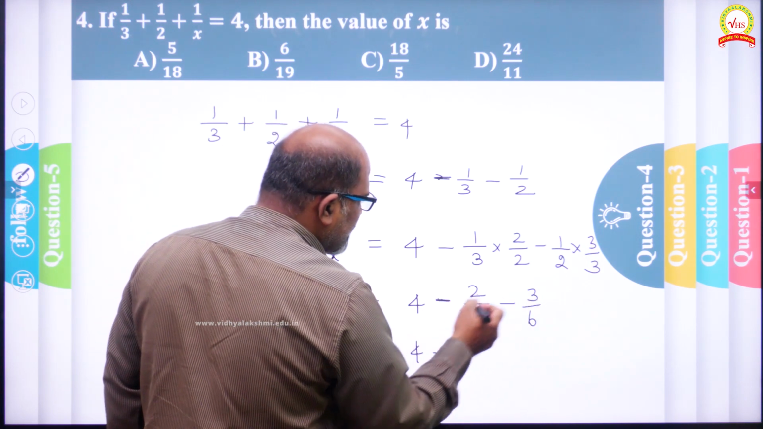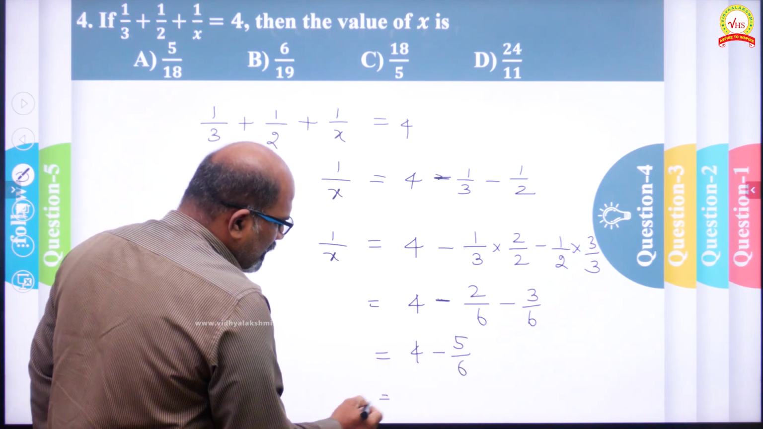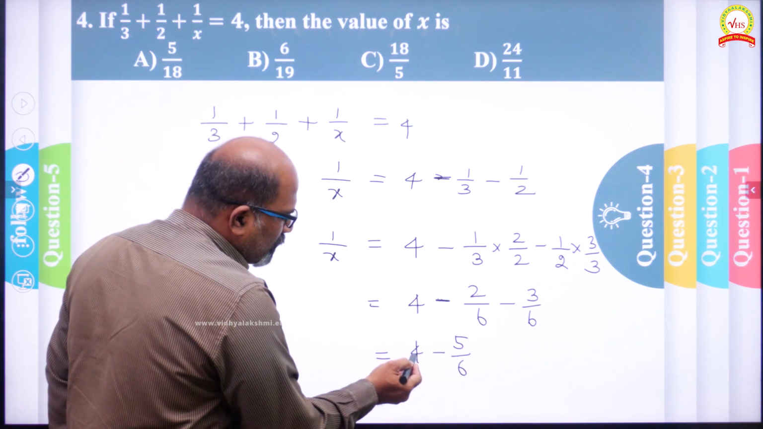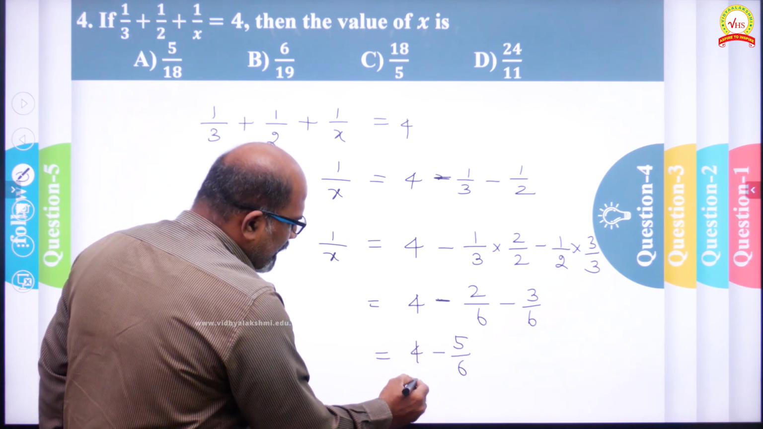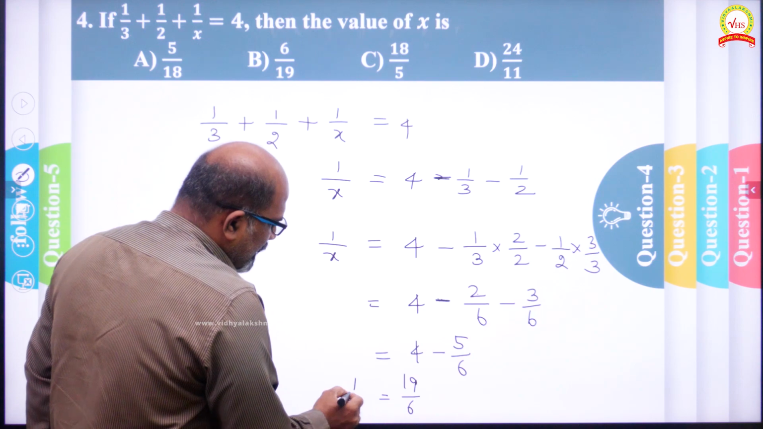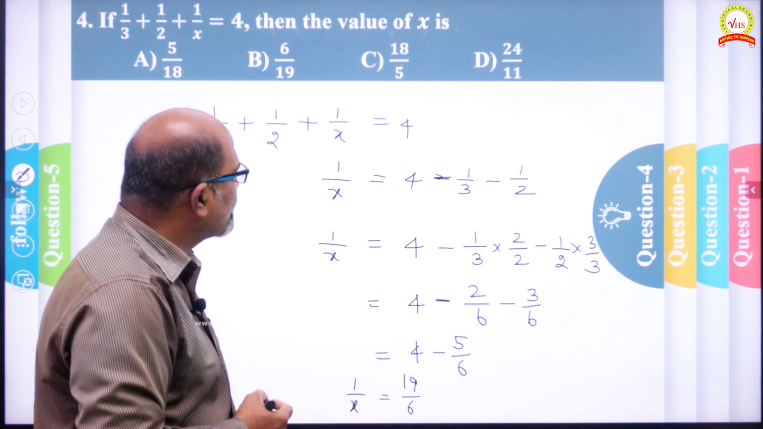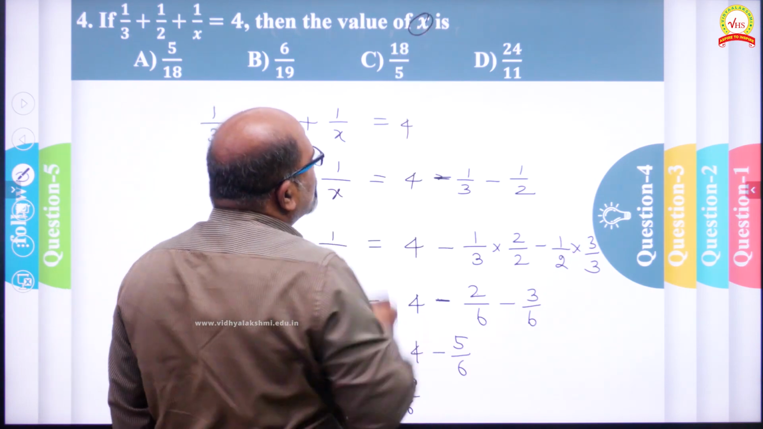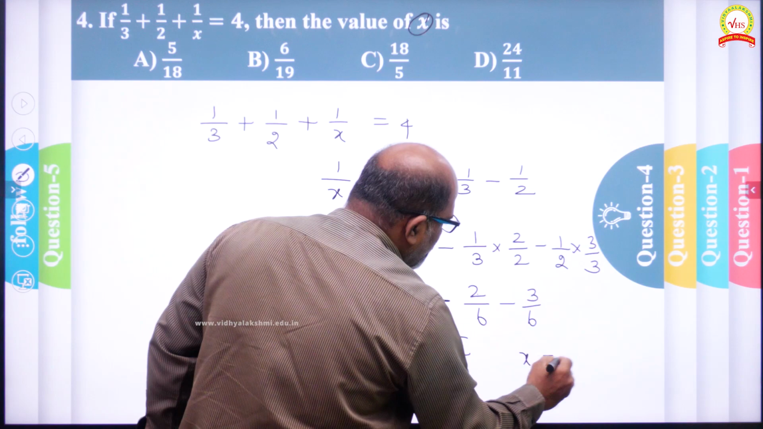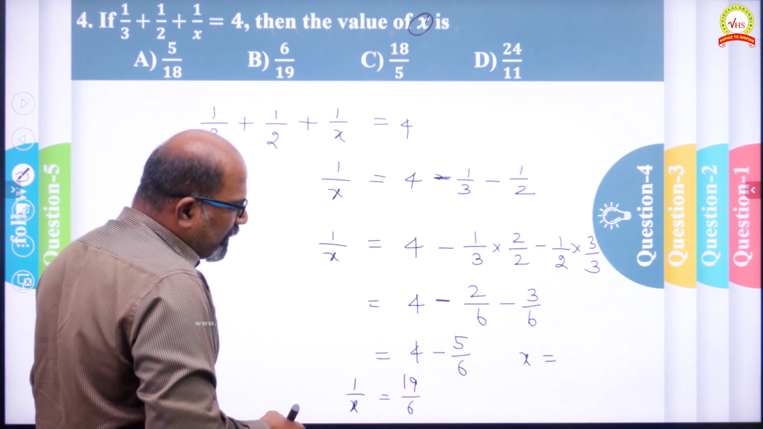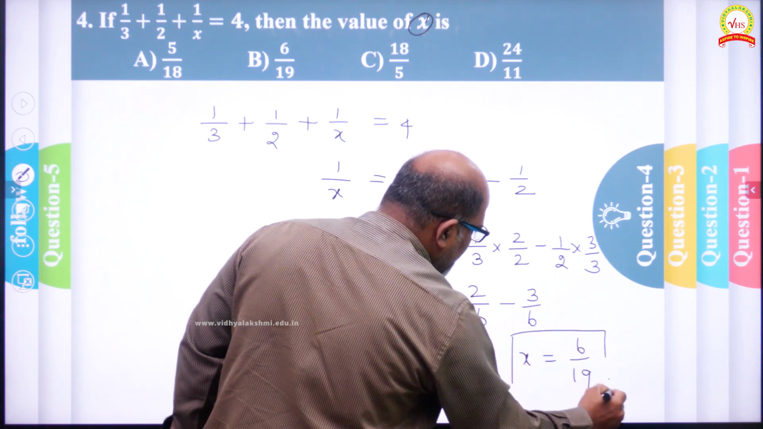So minus 2 minus 3 is minus 5, minus 5 by 6. Then on simplification, 6 4s are 24, 24 minus 5 is 19, so 19 by 6 you have in the place of 1 by x. But it is not asked to find the value of 1 by x, it is asked to find the value of x. So x is equal to, we have to take the reciprocal. The reciprocal gives the value of x. So 19 by 6 will become 6 by 19. So the value of x must be 6 by 19.